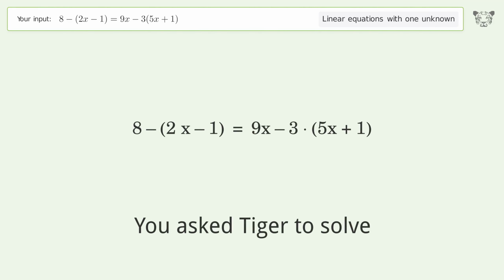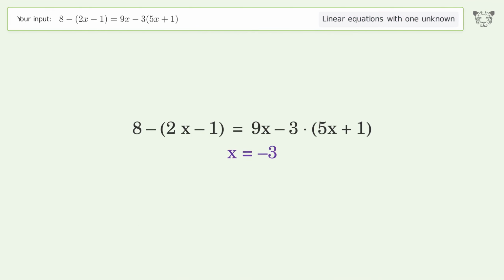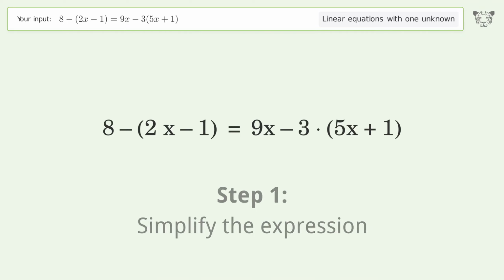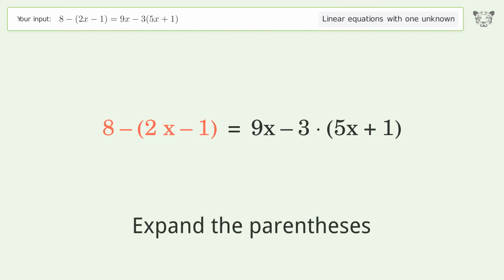You ask Tiger to solve this. This deals with linear equations with one unknown. The final result is x equals -3. Let's solve it step by step. Simplify the expression. Expand the parentheses.